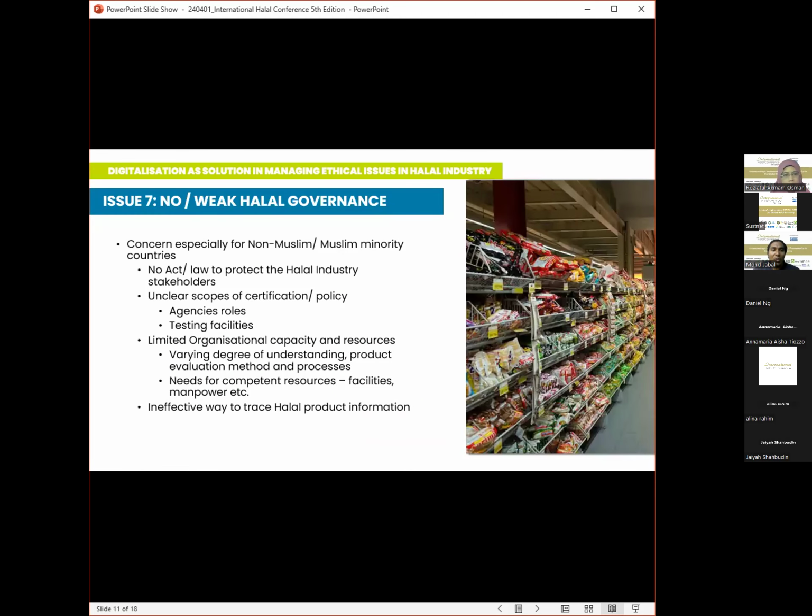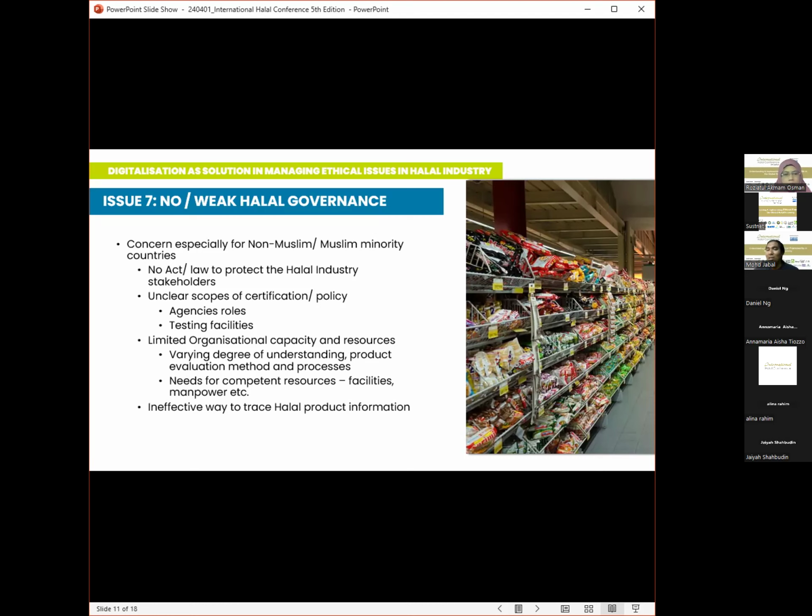All right, and we also have no or weak halal governance. This concern is especially for non-Muslim or Muslim minority countries where they don't have a specific act or law to protect the halal industry stakeholders. So sometimes there is also an unclear scope of certification or policy. Sometimes they don't even have agencies, roles, or testing facilities to accommodate halal needs. Yeah. And it is also related to limited organizational capacity and resources.